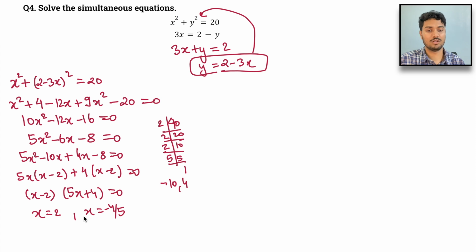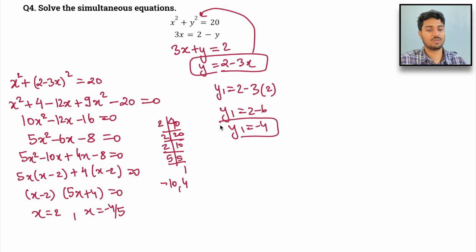Let's find two different values of y. So y1 will be 2 minus 3 times x1. x1 is 2, so we'll get y1 as 2 minus 6. So y1 is equal to minus 4.